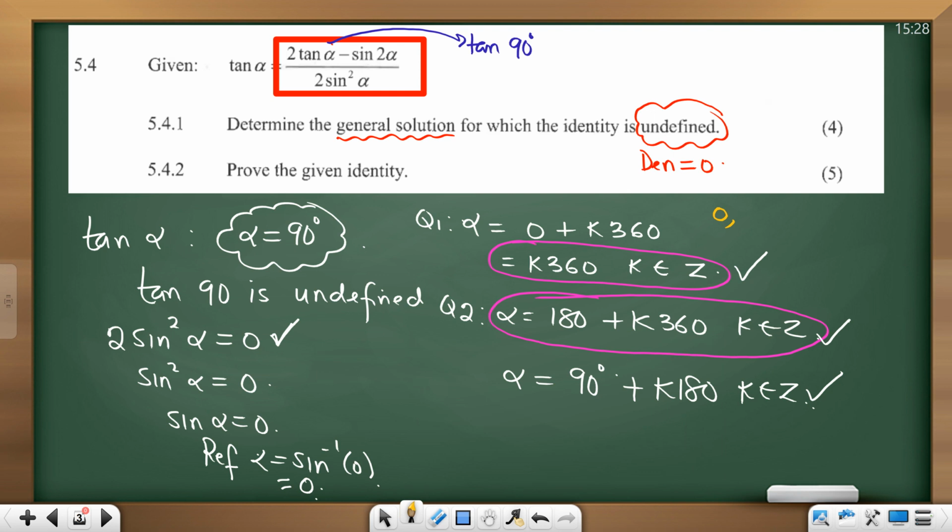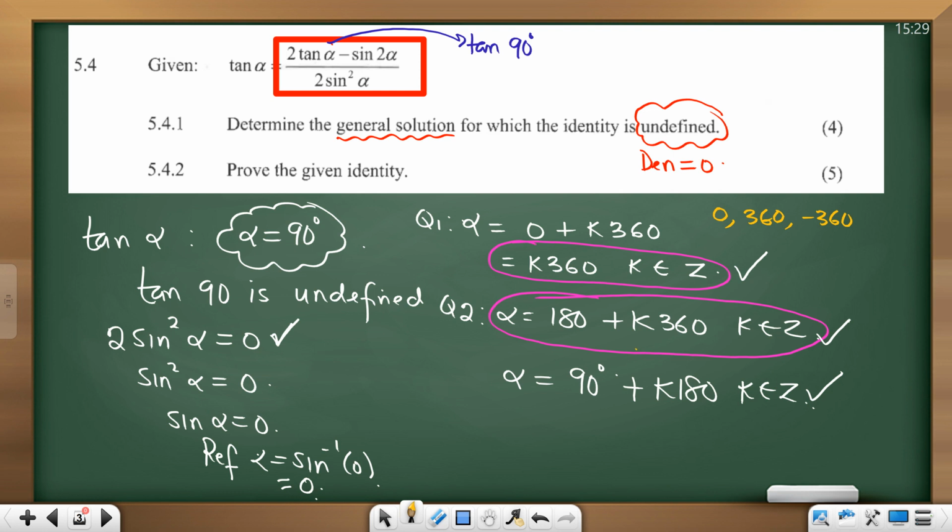K is now 1. 360 times 1, 360. Plus 0, 360. K is now -1. It becomes negative 360. Do you see? I am moving in range of 360. If I were to continue, I'll get 720 and -720. If I come to this one, what would I get? When my k is what?